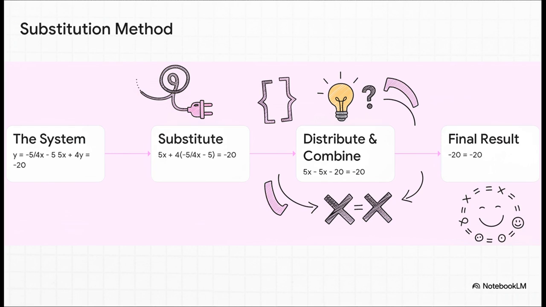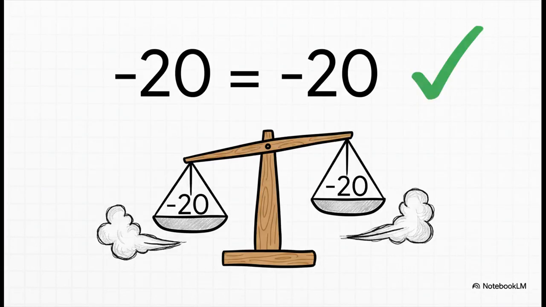Okay, so we substitute, and then we distribute the 4 across the parentheses, and wait a minute. Look what happens. The 5x and the negative 5x, they just cancel each other out completely. They're gone. So after all that work, our variables have completely vanished. We're just left with this statement. Negative 20 equals negative 20.